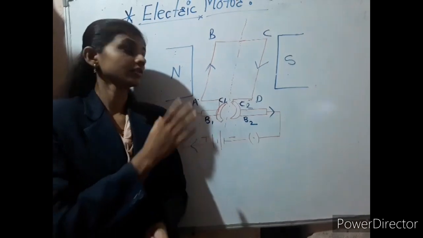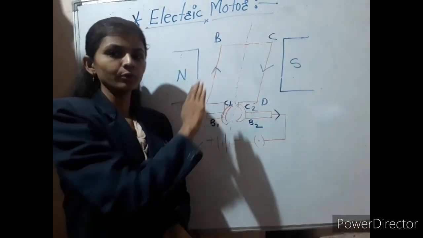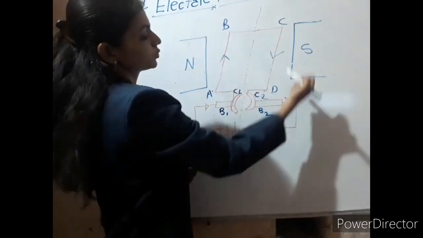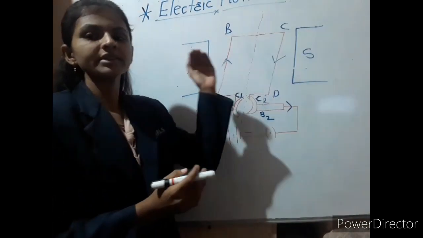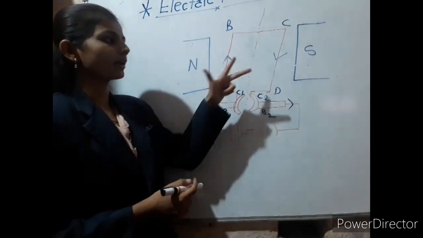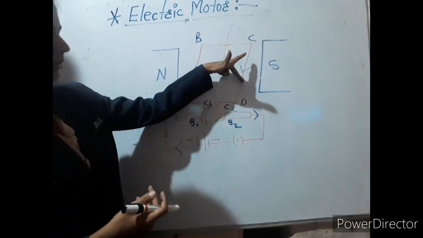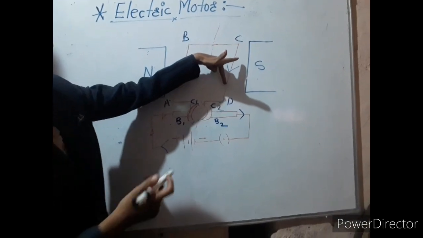It means that the coil is pushed downward, and in the opposite direction, when the current is flowing from C to D, again we have to apply Fleming's left hand rule. Here you can find it better.